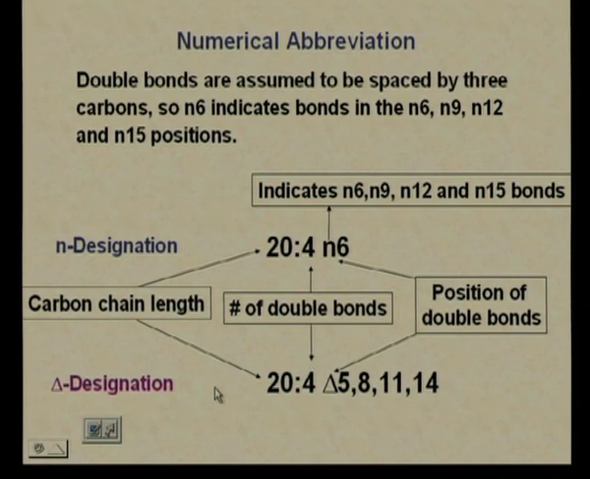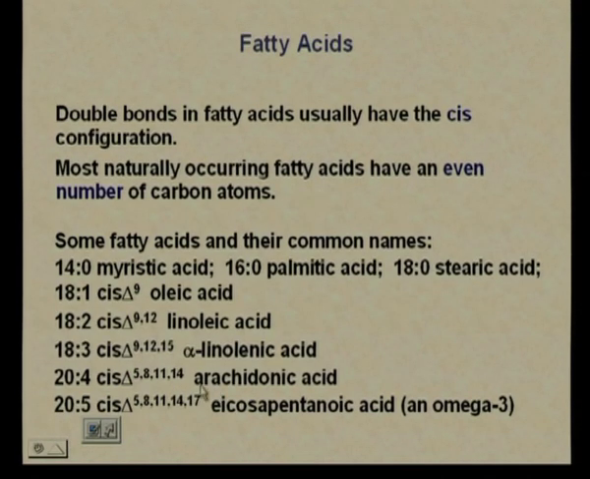Okay? So, if we look at a set of designations, another thing that we should mention here is that the double bonds that we see in the fatty acids usually have a cis configuration, and most naturally occurring fatty acids have an even number of carbon atoms, because the way that they are biosynthesized is they come in pairs of carbon atoms. So, all of these are usually even numbers. You do not see odd numbered fatty acids, because when fatty acid biosynthesis occurs, it comes in pairs of carbon atoms.